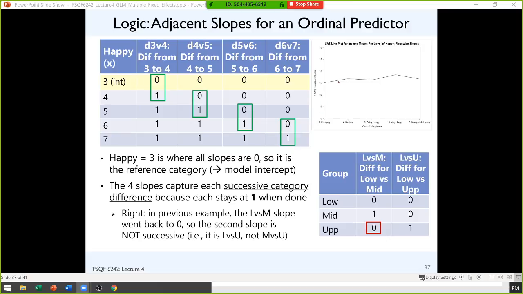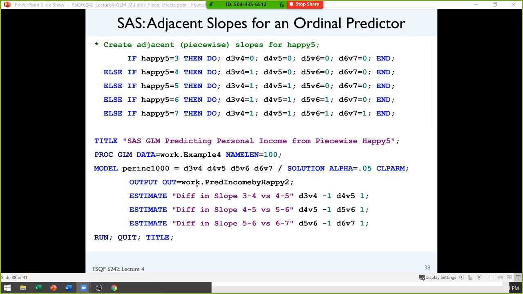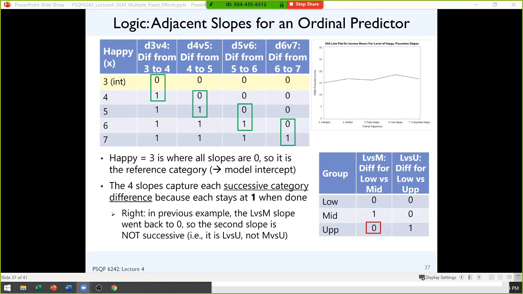So the trajectory that we're fitting looks like this actually. This is the observed means. Income goes up a little, goes down a little, up a little, and down a little. So the model is going to capture each of those. Okay. Still with me?